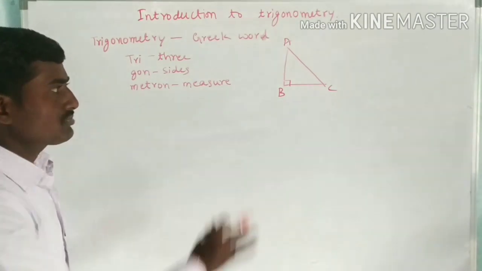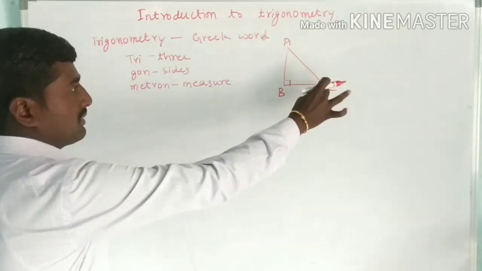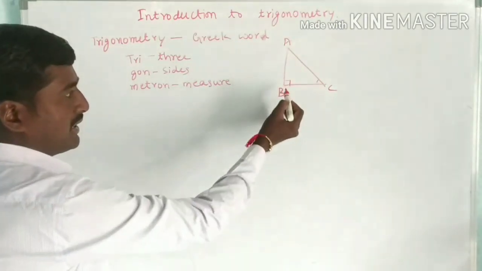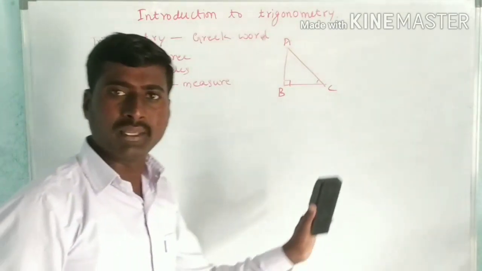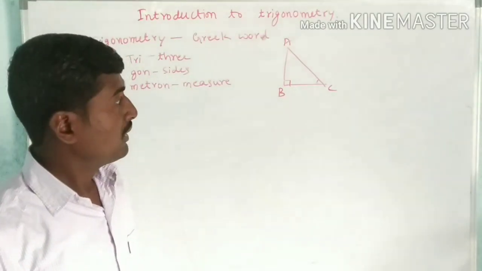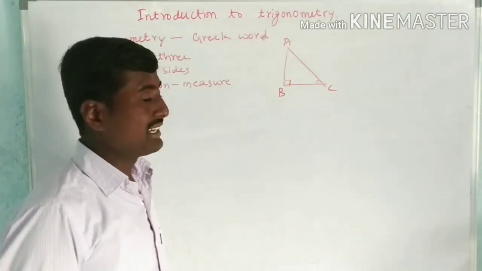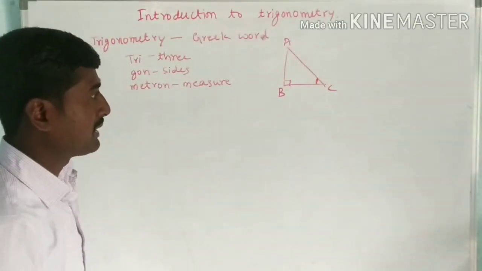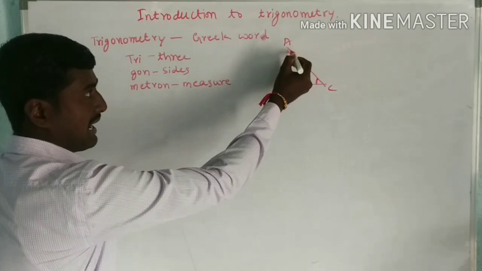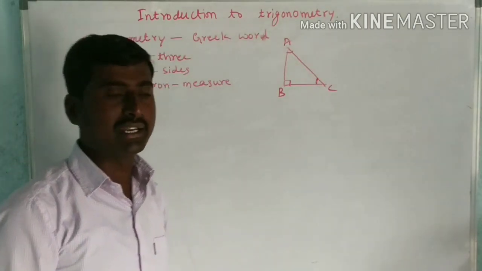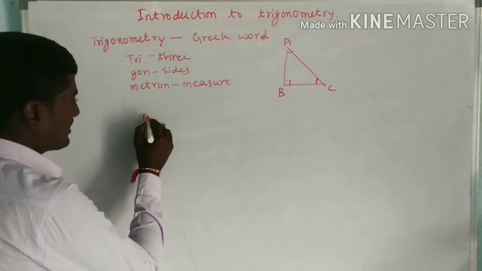Now here we have the angles A, B, C. Now in a right angle triangle, any one angle must be 90 degrees. So angle B has been taken. Now trigonometry is the relationship between the angles and the sides of a triangle. That is trigonometry. So it is the relationship.